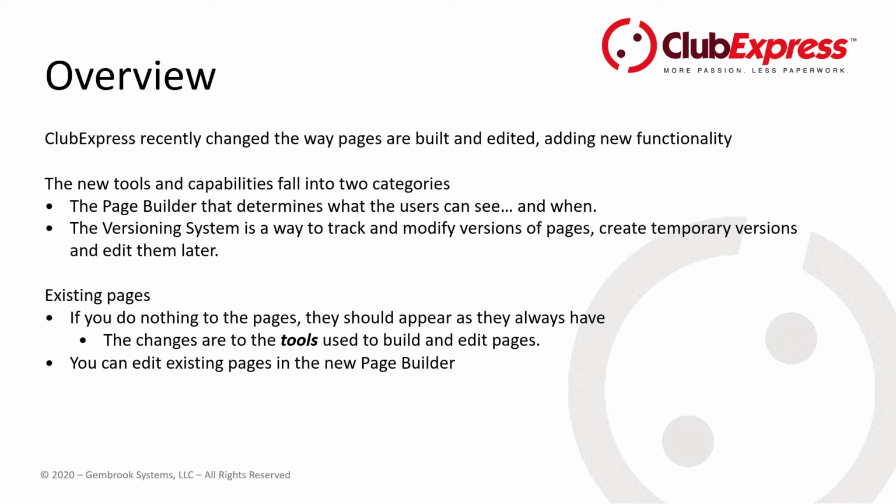So the page builder is the way you actually create and edit content. So it determines what the user can see and when. And there's a new system, totally new system, called the versioning system. And this is a way to track and modify versions of pages. You can create temporary versions. You can edit them later.